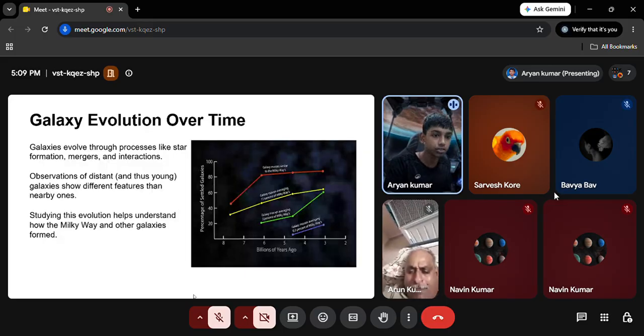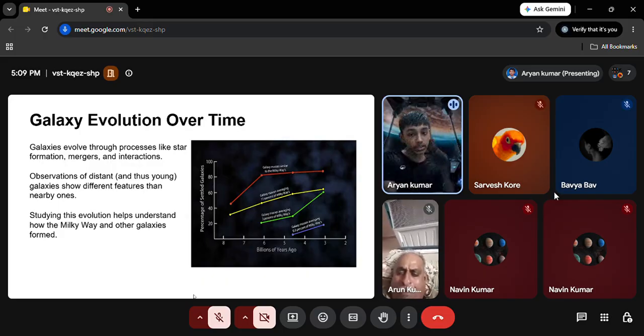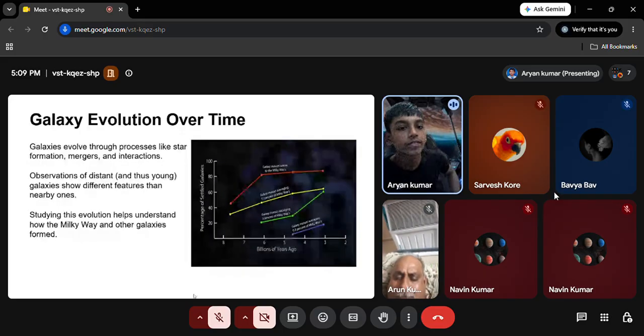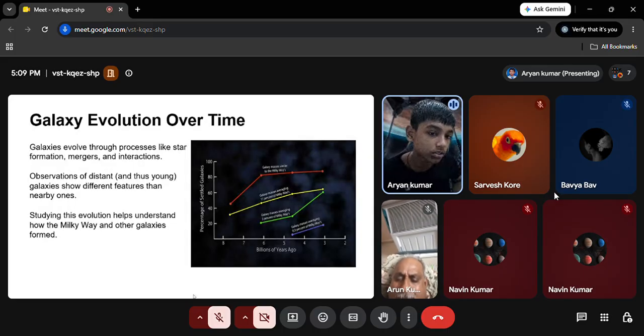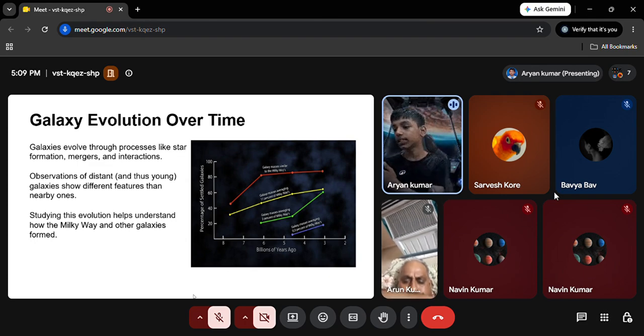Galaxy evolution over time. Galaxies evolve through processes like star formation, mergers, and interactions. Observations of distant and thus young galaxies show different features than nearby ones. Studying this evolution helps understand how the Milky Way and other galaxies are formed.